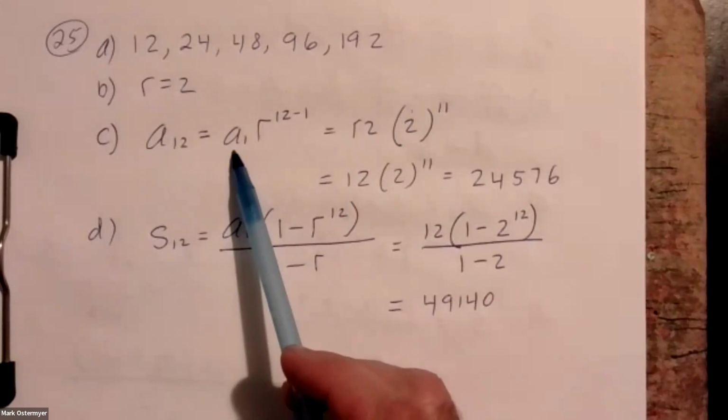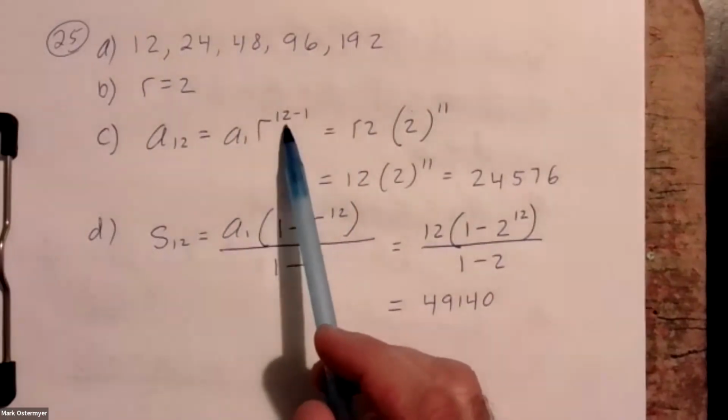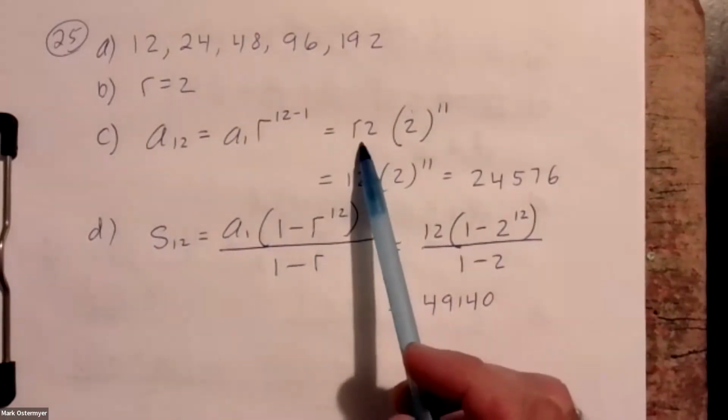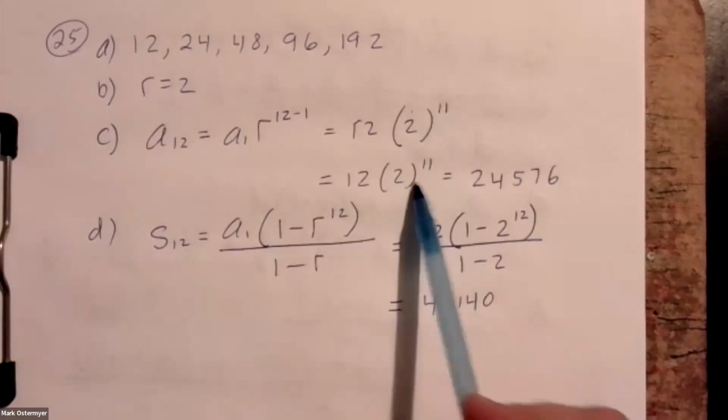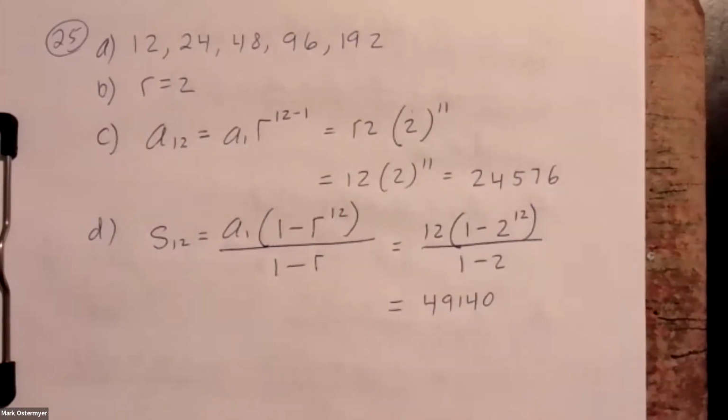The 12th term is going to be the first term times the common ratio raised to the 12 minus 1 power. That's to say 12 times 2 to the 11th power, which is 24,576. You're going to need a calculator to help you out here.